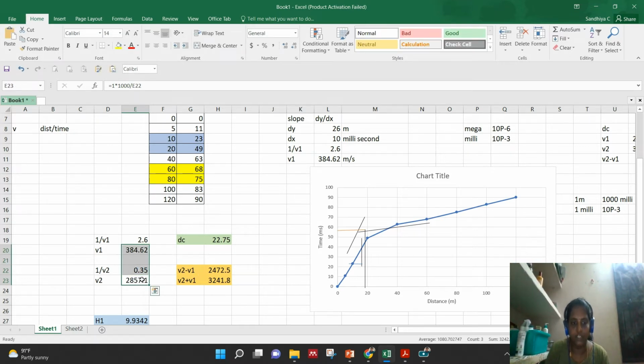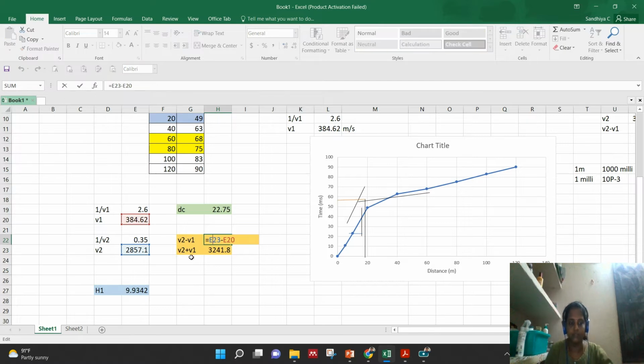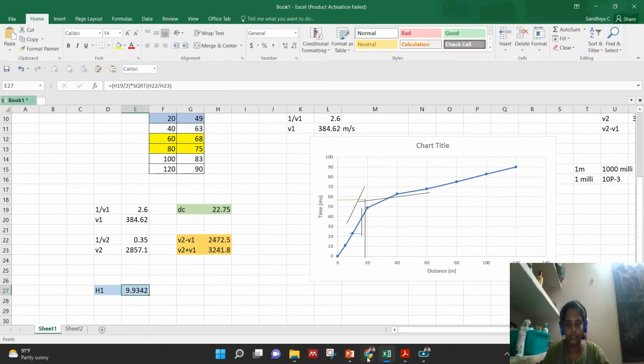Once we get V1 and V2 velocities, you understand that you have to find the slope dy by dx. If the unit is in millisecond, then for the final V1 you have to multiply with 1000. Once you multiply with 1000, you'll get meter per second. So find V2 minus V1 and V2 plus V1, and directly substitute this in the formula: dc by 2 square root of V2 minus V1 by V2 plus V1. So we will be getting 9.93 meters.